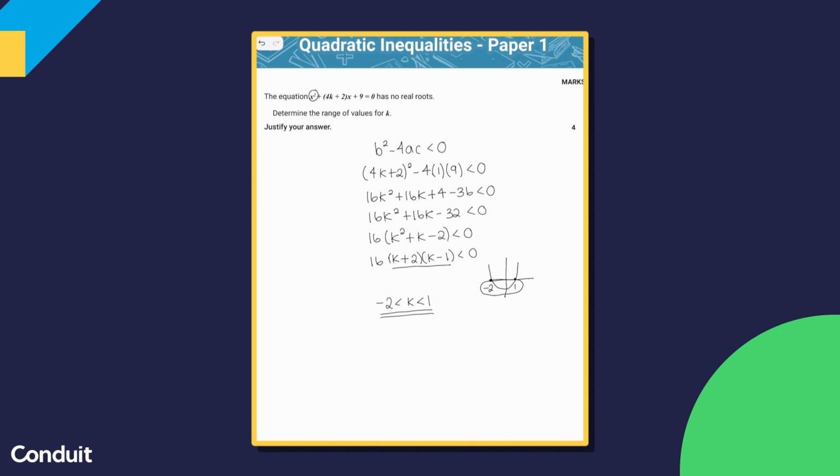Quick exam tip. If you see phrases like no real roots, equal roots, or two distinct roots, this is a sign that you must use your discriminant. Remember, no real roots means your discriminant is less than 0. Equal roots means your discriminant is equal to 0. Two distinct real roots means your discriminant is greater than 0. Recognising the wording and stating your condition is the first key step.